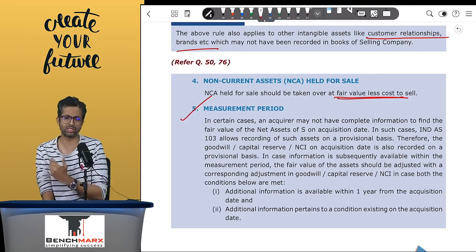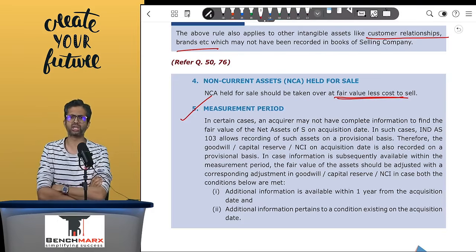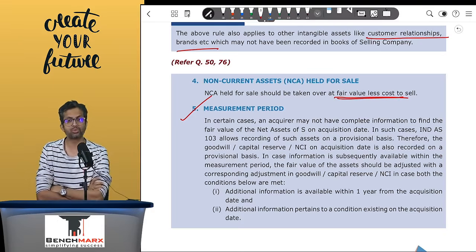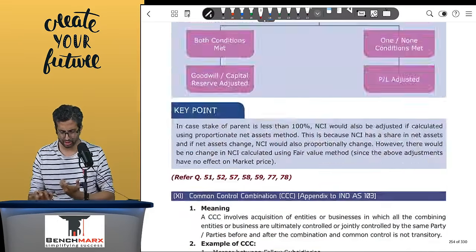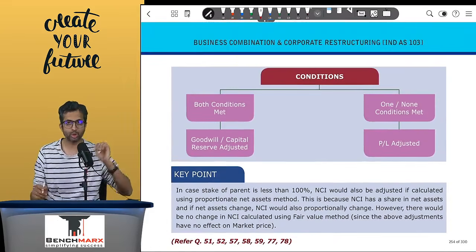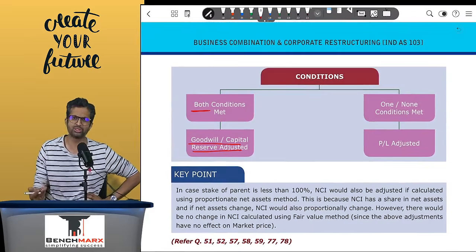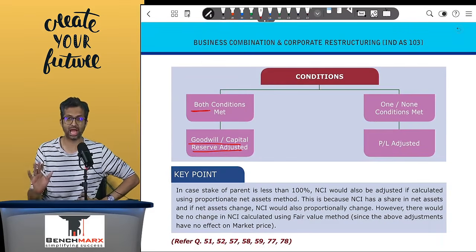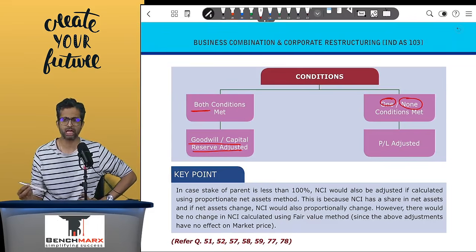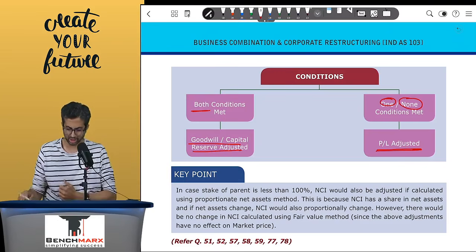A fairly interesting question, question number 59, was there in our books or even in the study material, where there are interesting measurement period adjustments pertaining to customer relationships, etc. So this is a measurement period adjustment. For you to do a measurement period adjustment, both conditions should be met, that is goodwill or capital reserve should be adjusted, that is within 12 months and pertaining to a condition existing as on the acquisition date. And if one or none of them are met, then we will not really adjust, we will just adjust P&L or the respective standard.